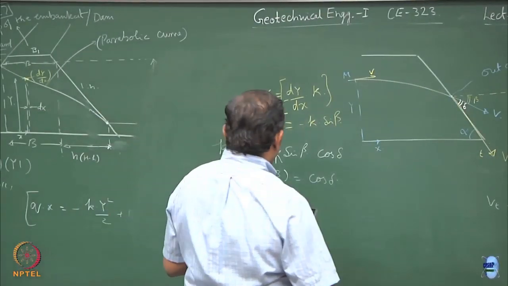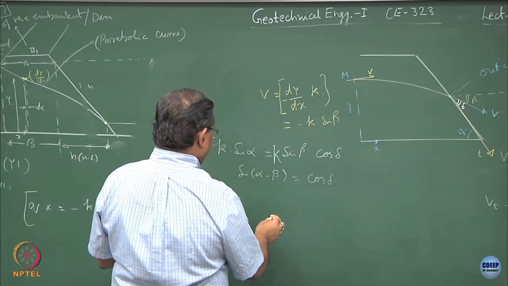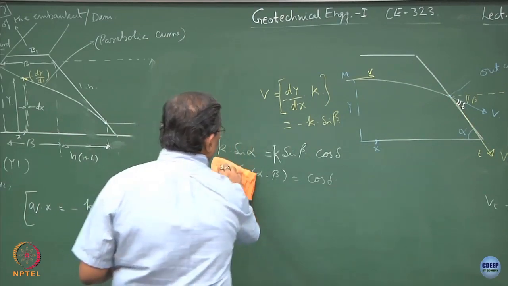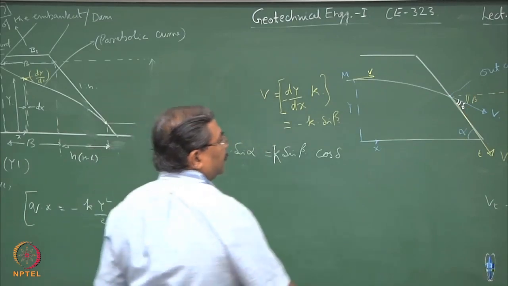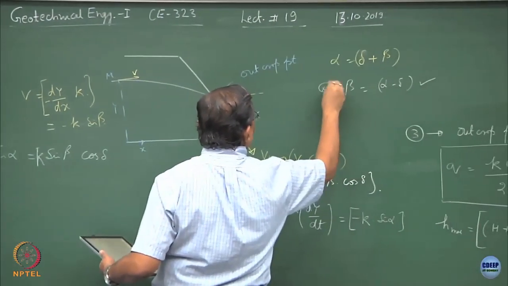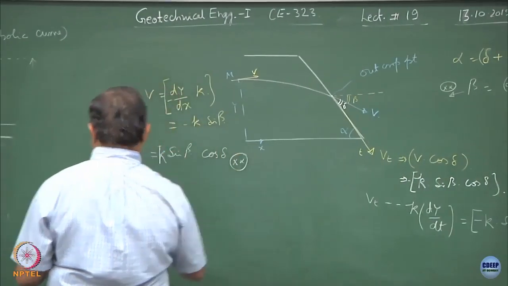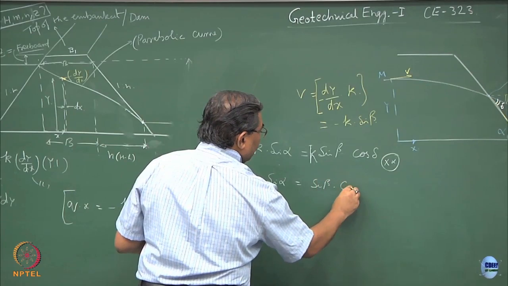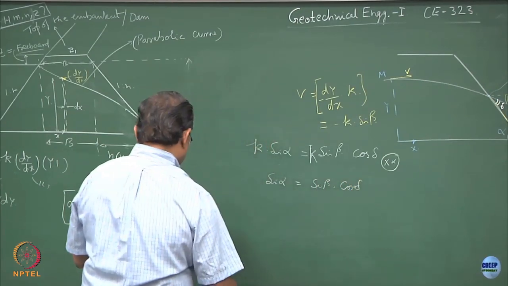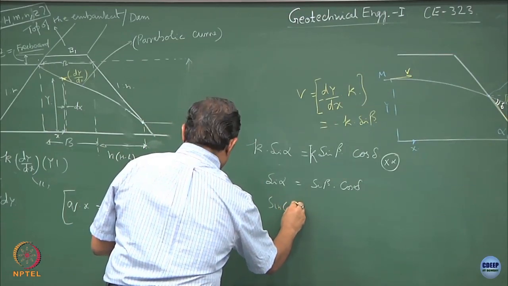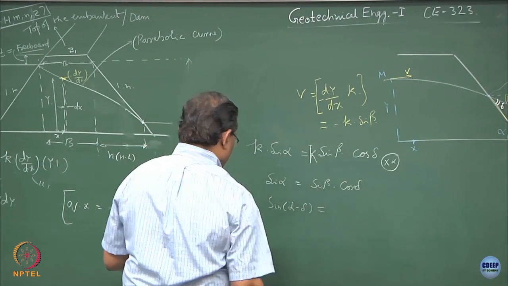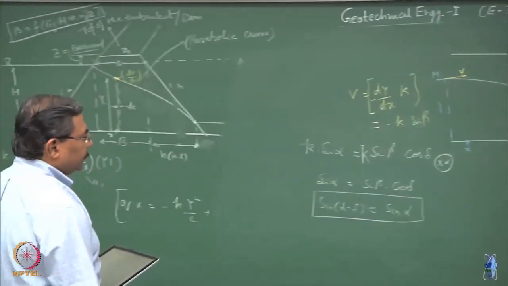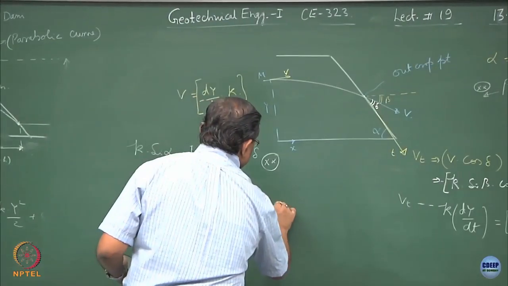So, I can say that this function, now I have done a sorry. So, if I substitute this over here, I can show that sin alpha equal to sin beta cos delta, and if I substitute the terms, I will be getting sin of alpha minus delta equal to sin of alpha. What this indicates is that delta tends to 0.